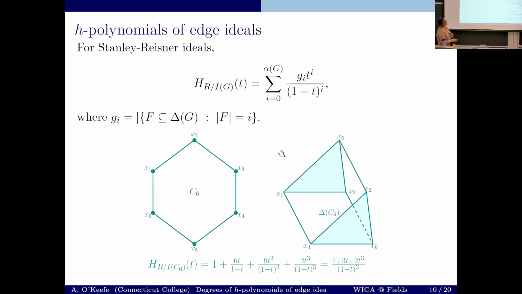So for example, in this case right here, we have the C6 and our independence complex. And so expanding this out, we have the one here from that G0. Then 6, which comes from the 6 vertices in the independence complex, the 9 edges that you see there, and then your two-dimensional faces. Then if you find a common denominator, which my calculus students can't do, you get this expression here, and this is the h polynomial right here, 1 plus 3t minus 2t cubed.